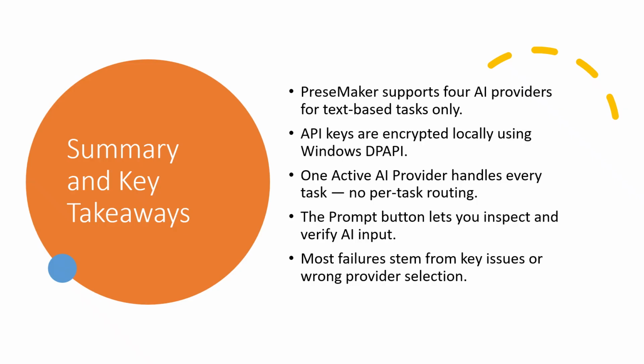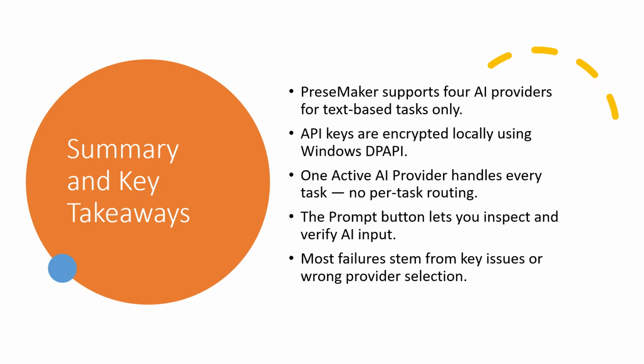All AI tasks in PreseMaker are controlled by a single active AI provider setting. There is no per-task routing, meaning the application does not automatically switch between providers depending on what you are doing. Whatever provider you have selected in settings handles everything, so choosing the right one before you begin is essential.